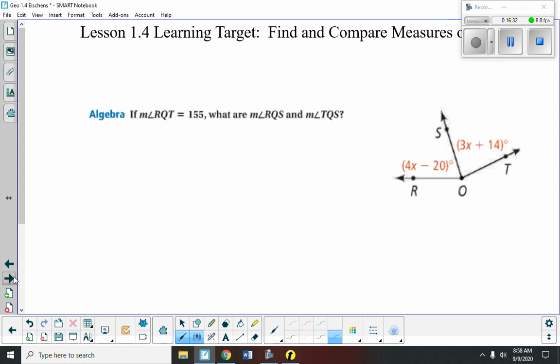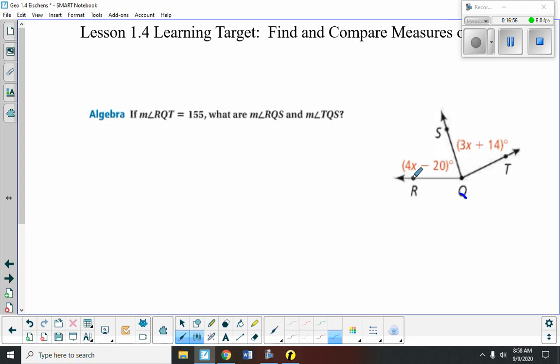All right, let's look at this next one. It says if the measure of angle RQT equals 155, what are the measures of angle RQS and TQS? They give us some measurements, but there's an x there. So we need to find the value of x, which means we need to set up an equation. What do we know?